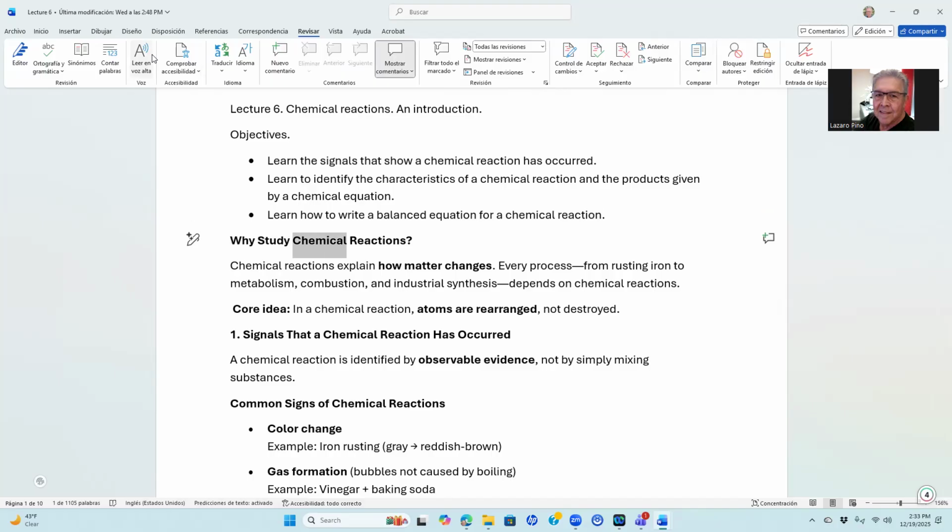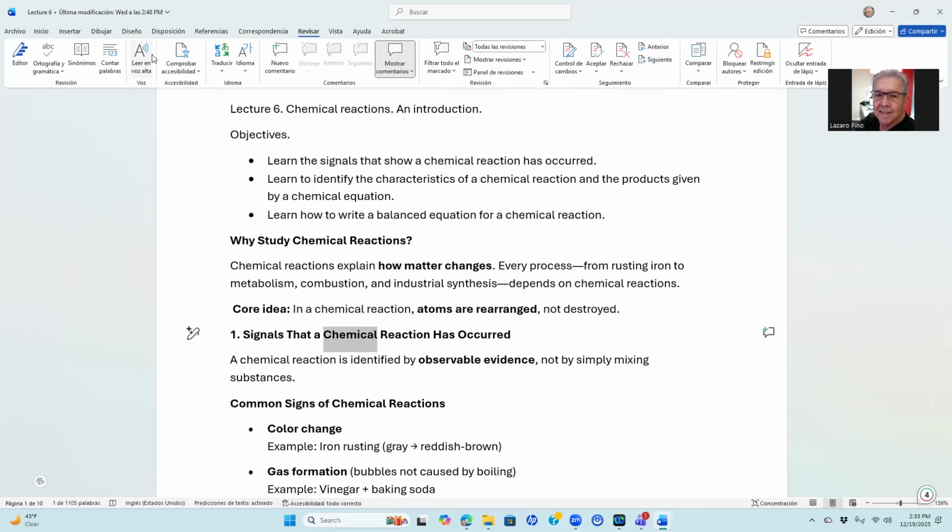Why study chemical reactions? Chemical reactions explain how matter changes. Every process, from rusting iron to metabolism, combustion, and industrial synthesis, depends on chemical reactions. Core idea: in a chemical reaction, atoms are rearranged, not destroyed.